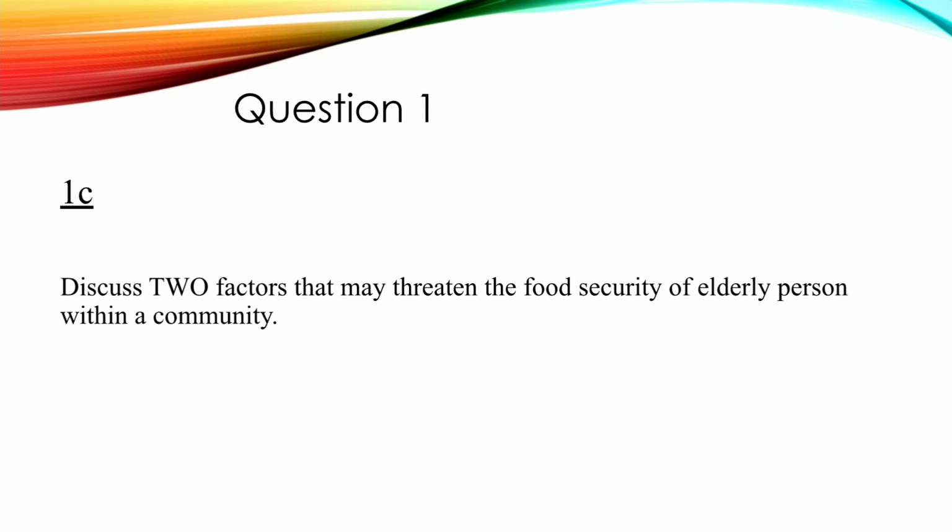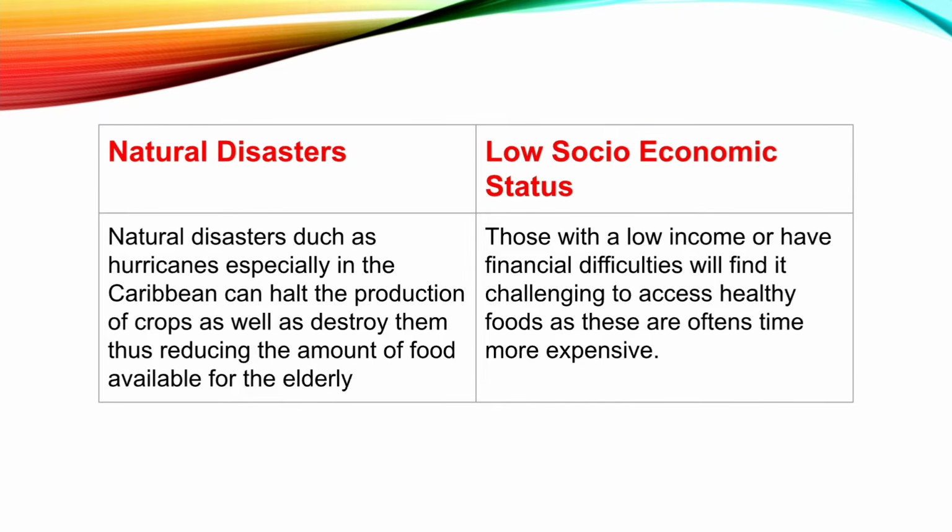Question 1C, discuss 2 factors that may threaten the food security of elderly persons within a community. All right, so the 2 factors I would have selected here would have been natural disasters and low socioeconomic status. As it relates to natural disasters, it says that natural disasters such as hurricanes, especially in the Caribbean, can halt the production of crops as well as destroy them, thus reducing the amount of food available for the elderly.